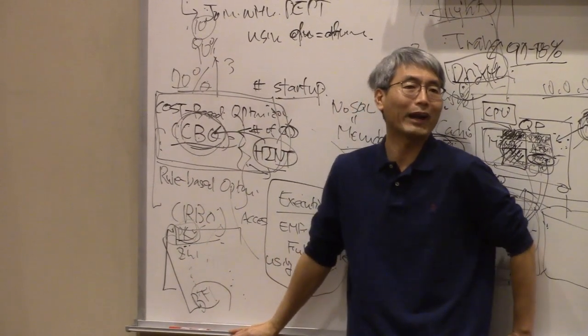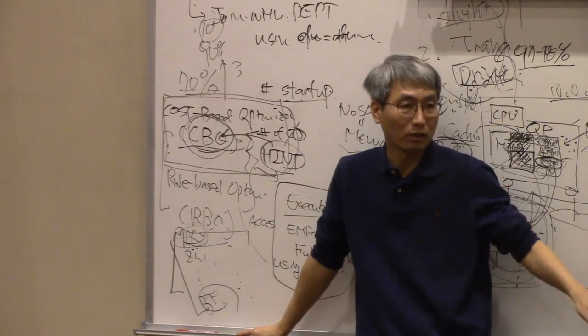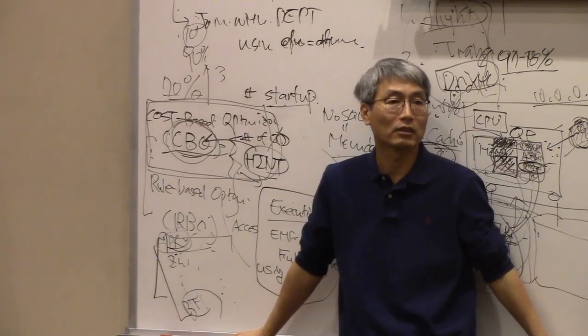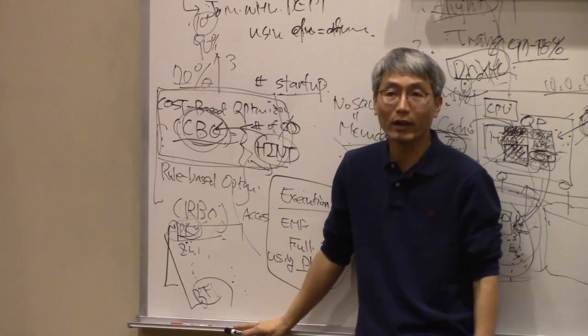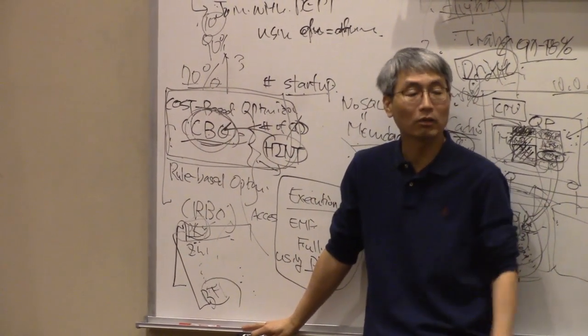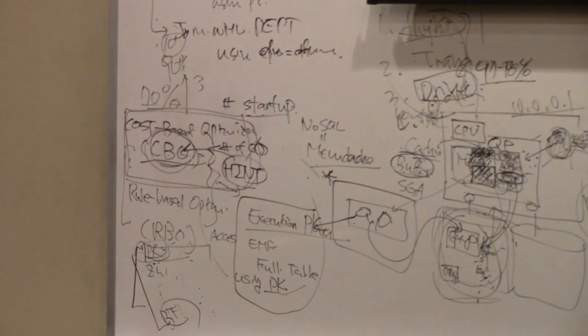They put a lot of effort into their optimizer. It's still much better than other DBMS systems. Even 20 years ago, they had a 70-80% accurate route to access the data. So this is one of the reasons why Oracle is popular.